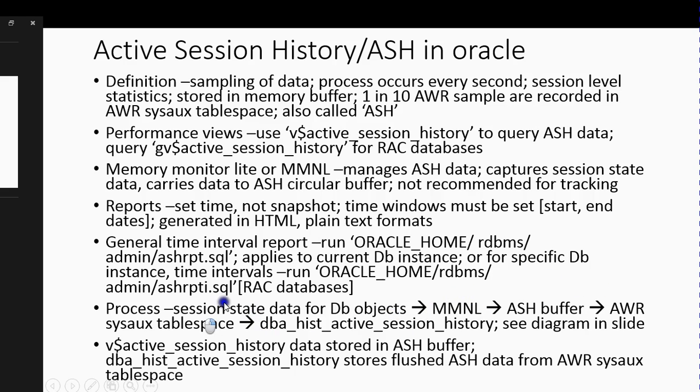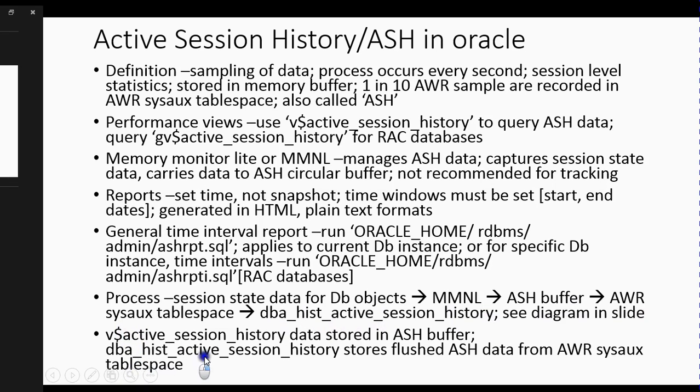The process is you have the session state data for the database objects being carried by the MMNL to the ASH buffer, and then from the ASH buffer it is transferred to the AWR SYSAUX tablespace, and from there you'll be able to view it in DBA_HIST_ACTIVE_SESS_HISTORY. This is all part of the report that I'm going to be generating later on. I'll have a diagram coming up, and then you also have V$ACTIVE_SESSION_HISTORY data. So basically, this is actually storing.